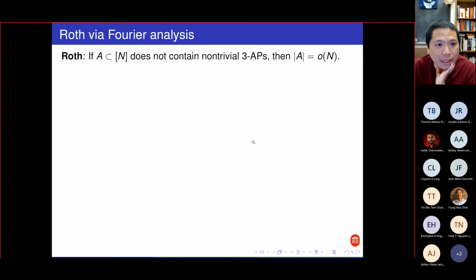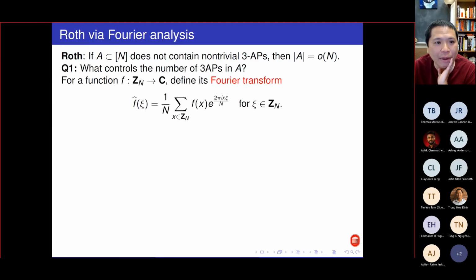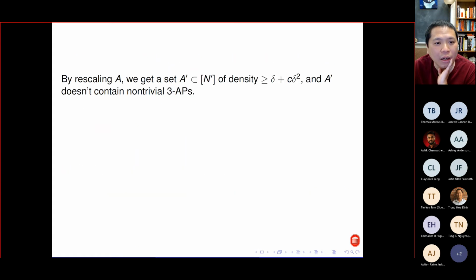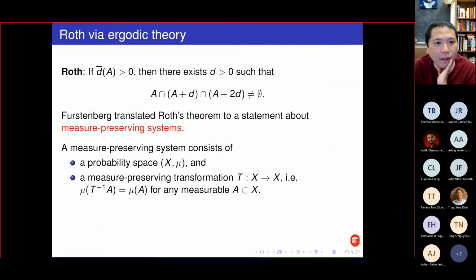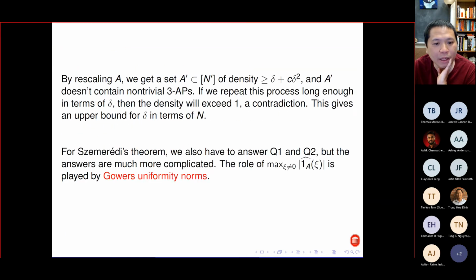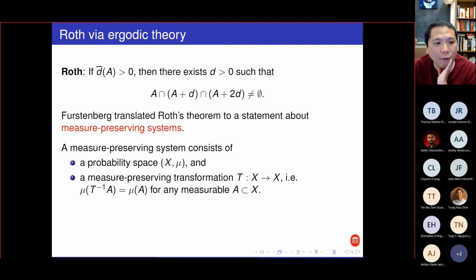I wanted to talk about two things: the Fourier analysis approach and the ergodic theory approach. So this is the Fourier analysis approach by Roth, which is not elementary, but it's also concrete. Furstenberg's approach uses ergodic theory, which is more abstract. So I will talk about this.